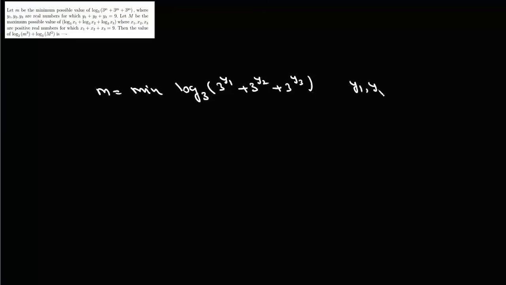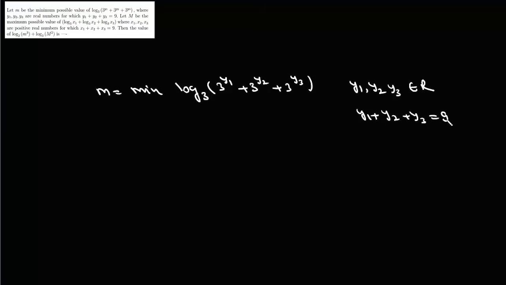Now here the question is, let m be the minimum possible value of log to the base 3, 3 to the power y1 plus 3 to the power y2 plus 3 to the power y3, where y1, y2 and y3 are real numbers such that y1 plus y2 plus y3 is equal to 9.